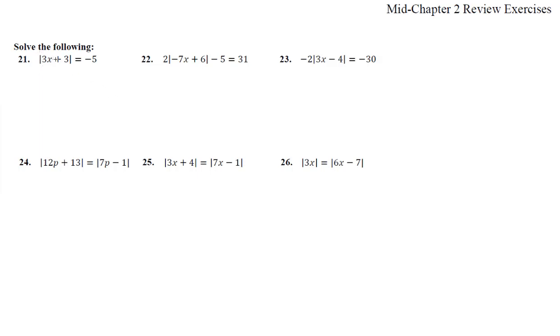This one, the absolute value of 3x plus 3 equals negative 5. We should note we're at a negative right now. Absolute value equals a negative? No, the absolute value is always positive. So there is no way we can ever make this positive number equal negative 5. No solution. Don't even have to do any work on that one.